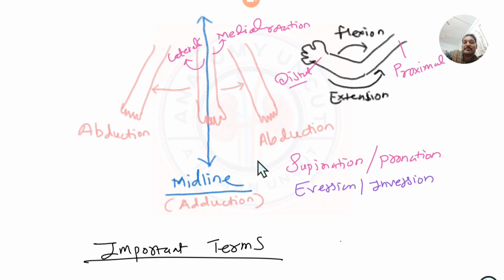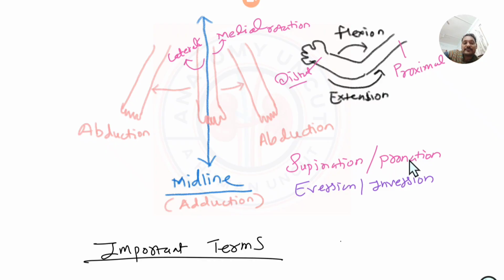There are other terms. If you are rotating something near that axis towards the body, if that structure is facing towards the body, it is known as medial rotation. If it is going away from the body, it is known as lateral rotation. If you put your palm upward, this way, this is your supination. If you keep it this way, this is your pronation. So palm facing upward is supination, palm facing downward is pronation.